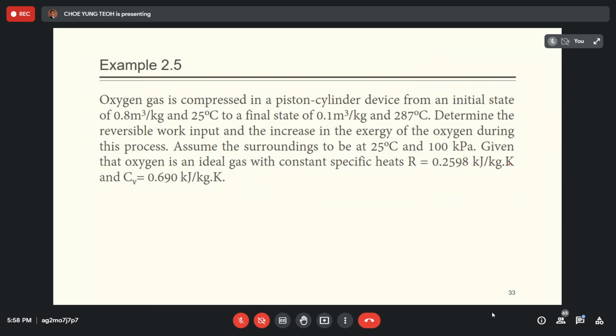Then question 2.5. Oxygen gas is compressed in a piston cylinder device. So first check what is this device. Piston cylinder, so automatically it tells you this is a closed system. Okay, and oxygen gas is an ideal gas. And then you are given the initial state of 0.8 meter cube per kg, this is a specific volume, and temperature, and final state of 0.1 meter cube per kg and 287 degrees Celsius. Determine the reversible work input and increase in the exergy of the oxygen during the process. So you can see this question asks two things: reversible work and increase in exergy.